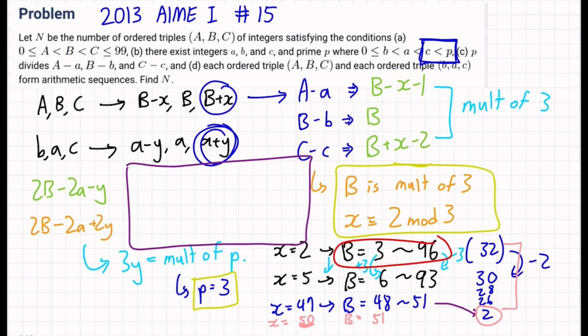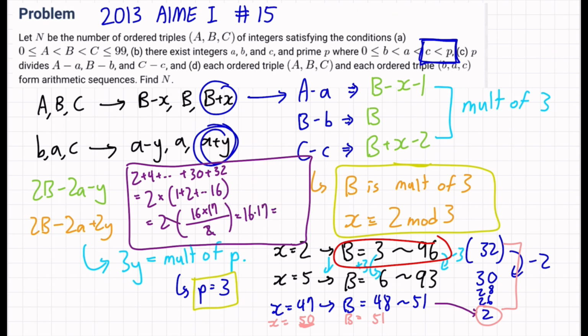And so our final answer is going to be the sum of all the even numbers from 2 to 32, right? So 2 plus 4, all the way to 30 plus 32. This is just 2 times (1 plus 2 plus all the way to 16), which is 2 times 16 times 17 over 2, right? So this is 16 times 17, which is equal to 272, right? So there we have it. 272 is our answer.